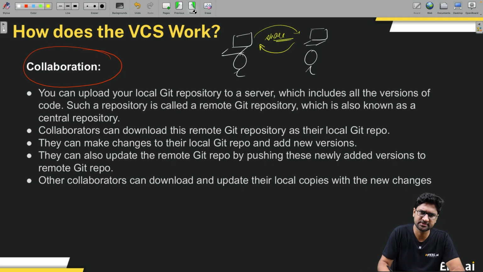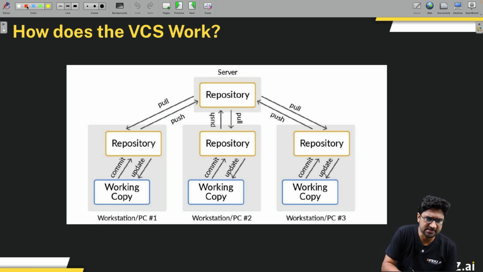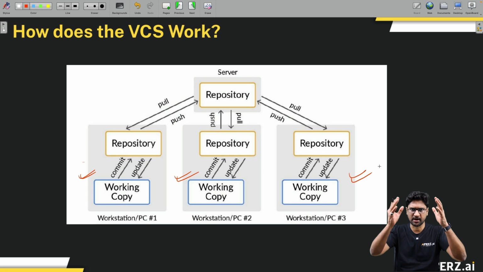How does that work? Let's try to understand this with the help of an example diagram that you see here. Let's say that this is person 1 who is working on his laptop. This is person 2 who is working on his own laptop, and this is the third person who is working on the laptop. Normally, any version control system has two parts to it, right?